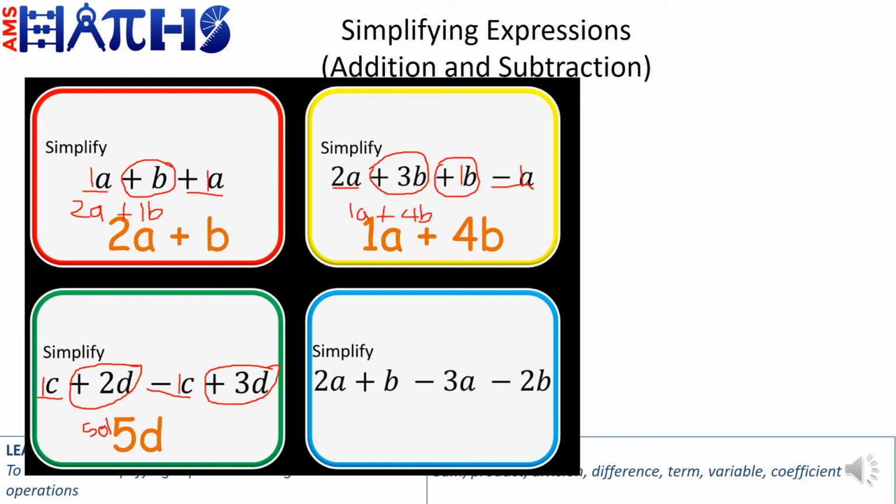Final example on the blue box, we have A's and B's. So again, we'll start with the A's. We have 2 A's, which is a positive 2A, and we need to subtract 3 A's. So it is 2A minus 3A. So 2 minus 3 is minus 1. So we have minus 1A.